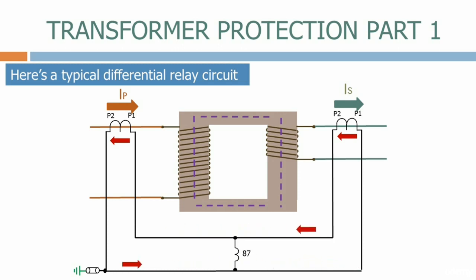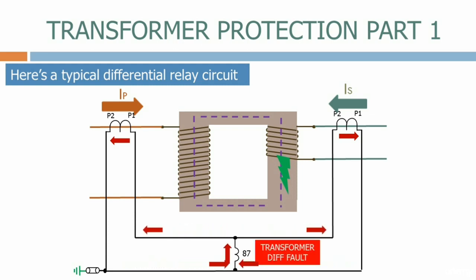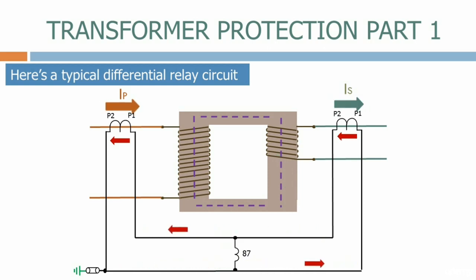Let's see what happens if we have a fault inside the zone on the transformer. As soon as this happens, the current on the secondary winding will reverse direction. The currents generated by the primary and secondary current transformers are now in opposition, and current is forced through the transformer differential relay, which then operates, indicating a transformer differential fault. Let's now remove the fault and go back to a healthy condition.